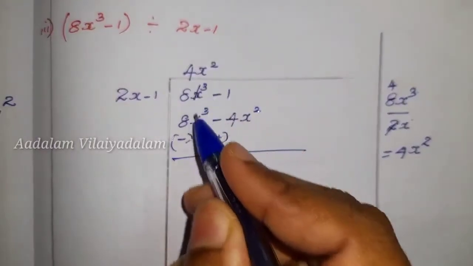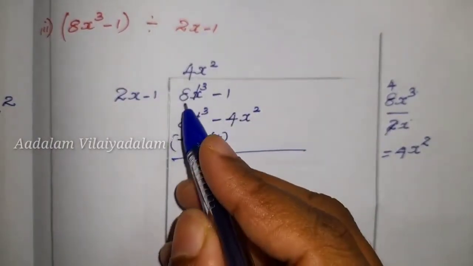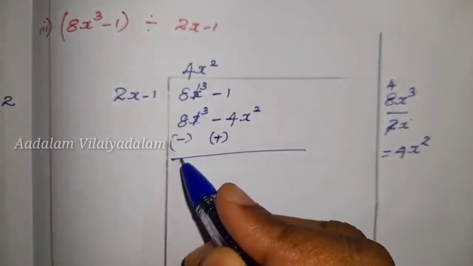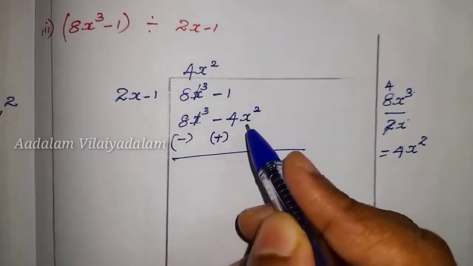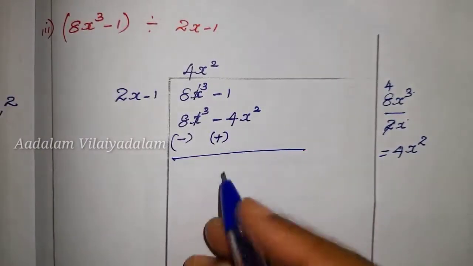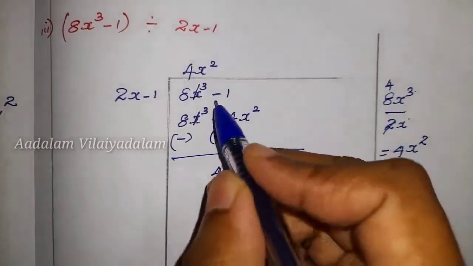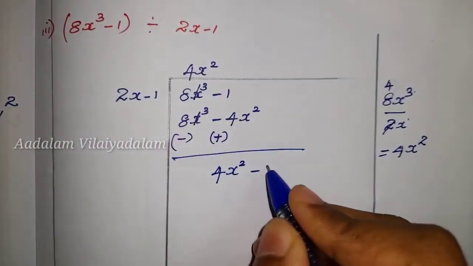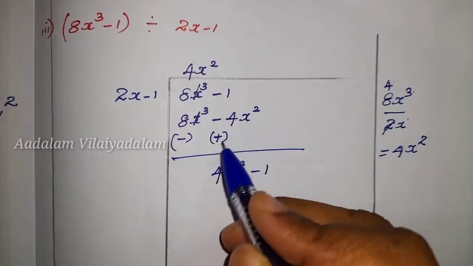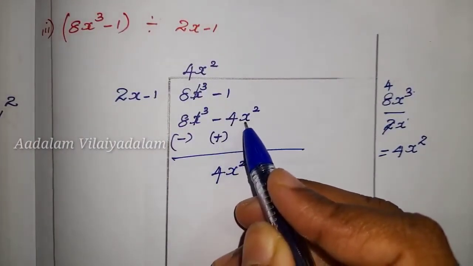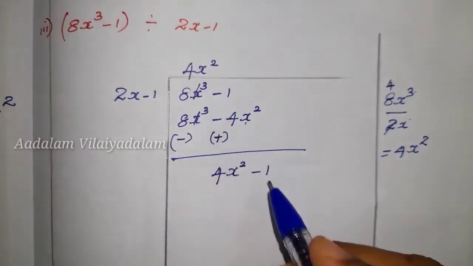The first term, x cube, cancels. That is plus 8x cube minus 8x cube cancel. Here only one x square term is there, so write as it is, plus 4x square. So here the constant term is minus 1. So first write the x square term, that is 4x square plus 4x square minus 1.